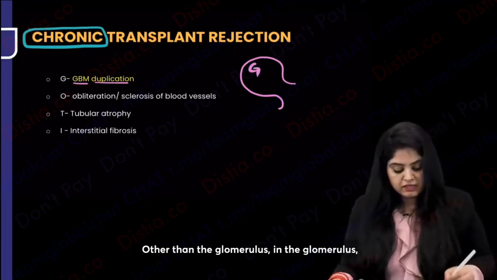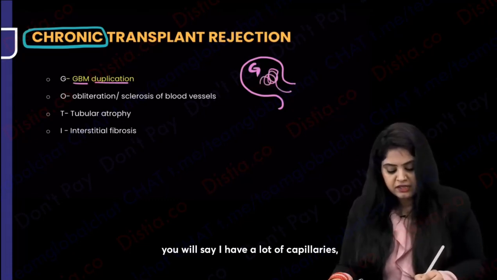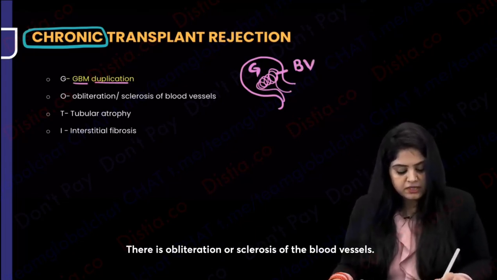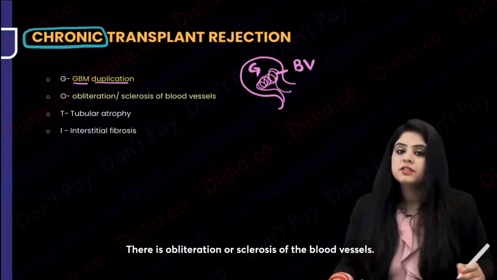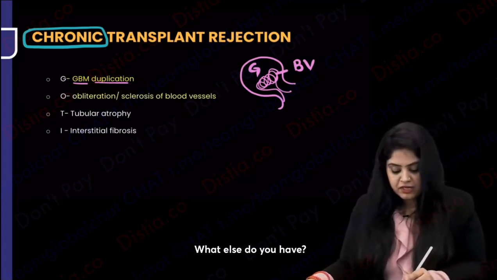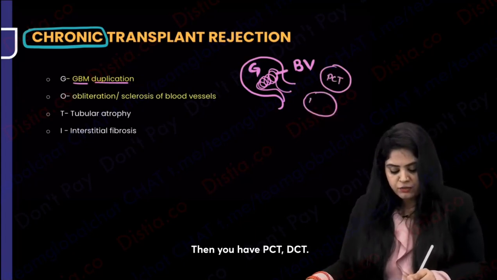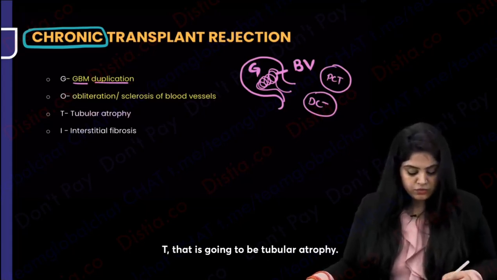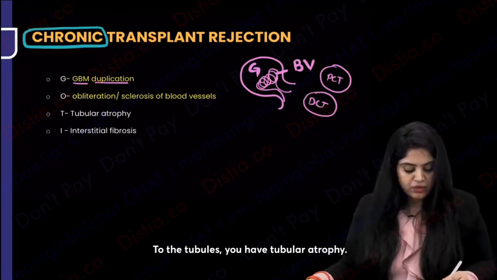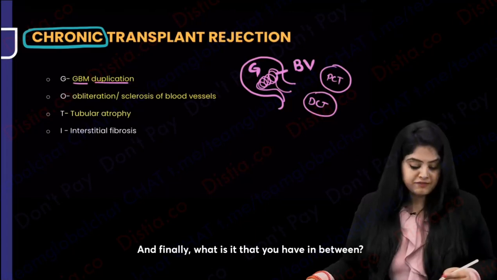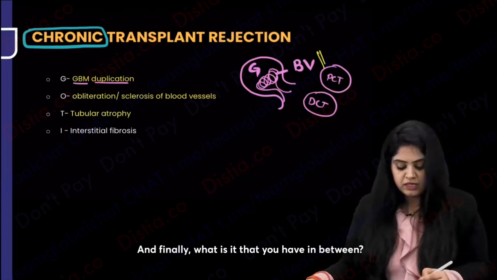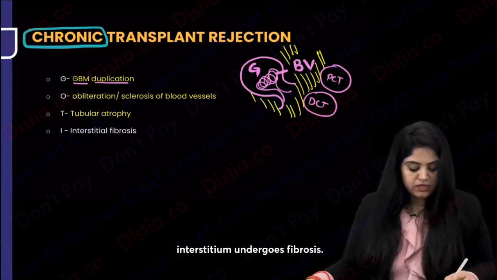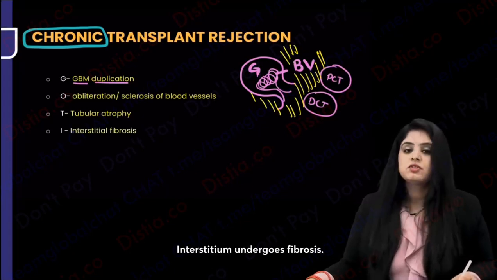Other than the glomerulus, in the glomerulus you will say I have a lot of capillaries, I have a lot of blood vessels. So what happens in the blood vessels? That is the next part. There is obliteration or sclerosis of the blood vessels. So blood vessel also affected. What else do you have? Then you have PCT, DCT. You basically have the tubules. What is happening to the tubules? That is going to be tubular atrophy. To the tubules, you have tubular atrophy. And finally, what is it that you have in between? In between everything, you have the interstitium. Interstitium undergoes fibrosis.